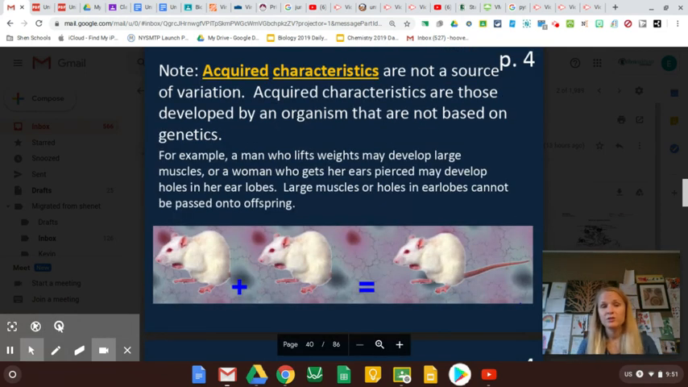And again, you can't control this. Acquired characteristics, like you getting a tattoo, right? Or whatever they did to this bunny or this rat in this picture, or a man that lifts weights. That's what you're doing to your body. That's not going to be passed on. That is not going to help evolution.